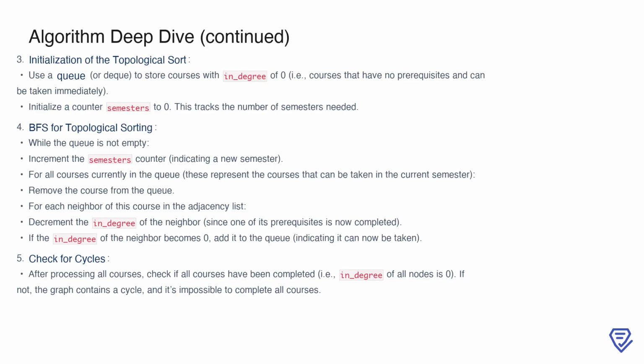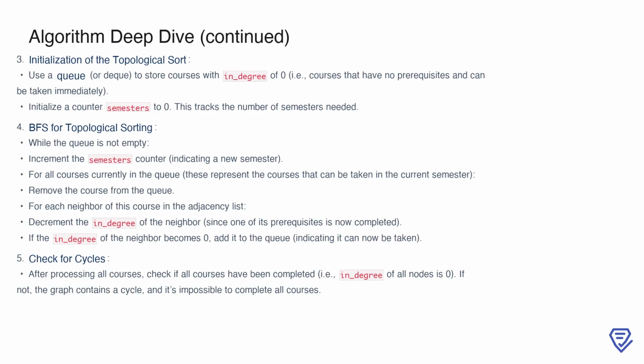While the queue is not empty, we increment the semesters counter at the start of each iteration, indicating the start of a new semester. During this semester, all courses currently in the queue can be taken in parallel. For each course, we remove it from the queue and process its neighbors in the adjacency list.